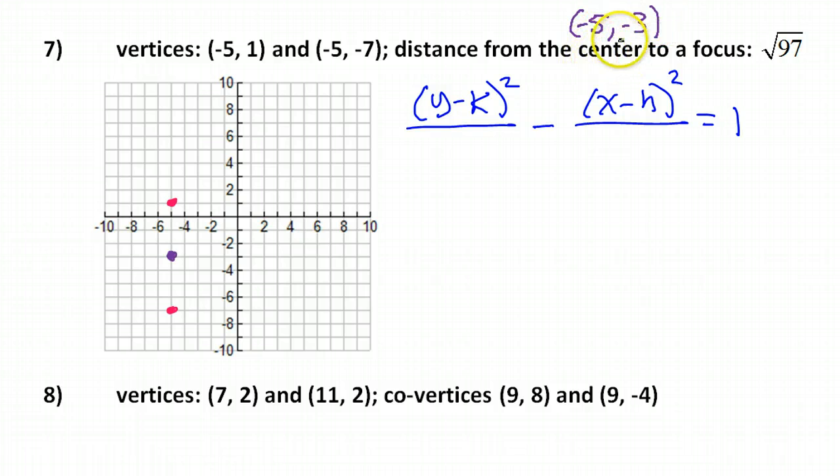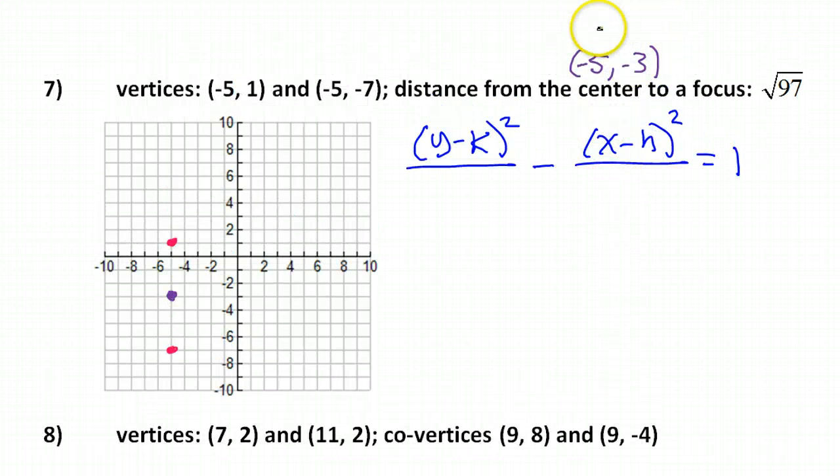That's my center, that's my h and my k. So the -5 is going to come over here and become +5, and the -3 is going to come over here and become +3. So +3 is my k, and then +5. Now all I need is my a squared and my b squared.